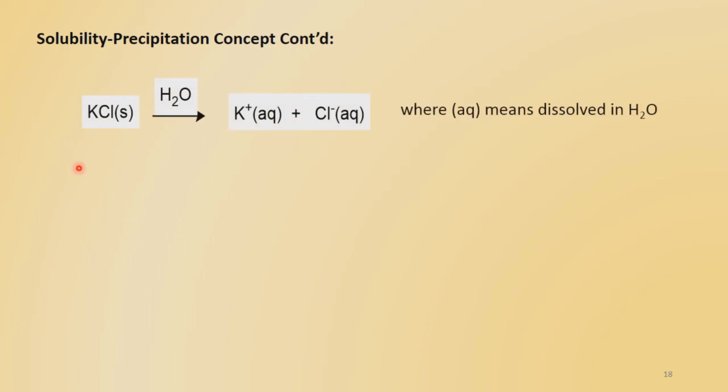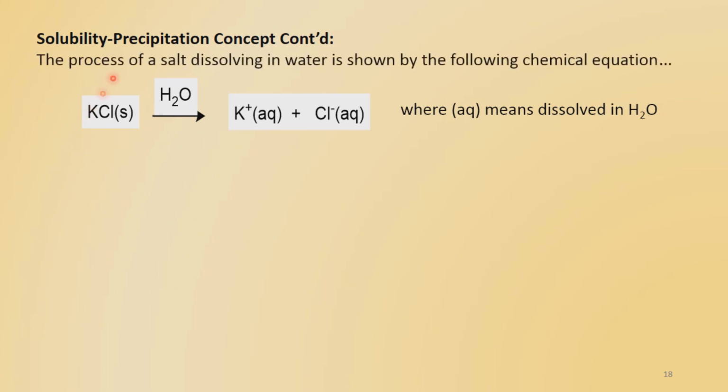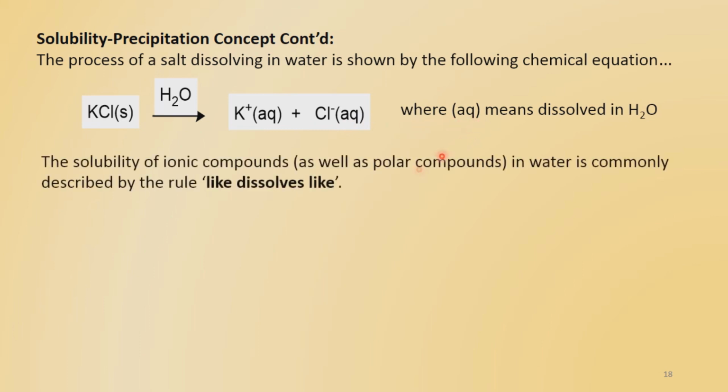So continuing with the solubility precipitation concept, the process of a salt dissolving in water is shown by the following chemical equation. Here's potassium chloride solid, salt, in water, separates into potassium cations and chloride anions, and the suffix aq means aqueous, or dissolved in water. The solubility of ionic compounds as well as polar compounds is commonly described by the rule "like dissolves like."